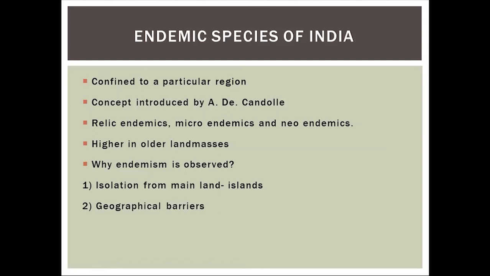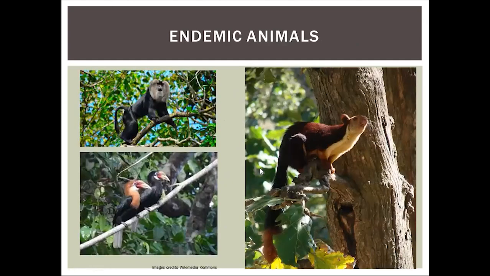Then endemic species. Endemic species, again, the definition is important. Remember the definition. They are confined to a particular region. You should remember what are relic endemics, microendemics, neoendemics, and why endemism is observed due to geographical barriers, like mountains and seas, isolation from mainland. This is the reason for endemism observed in the islands.